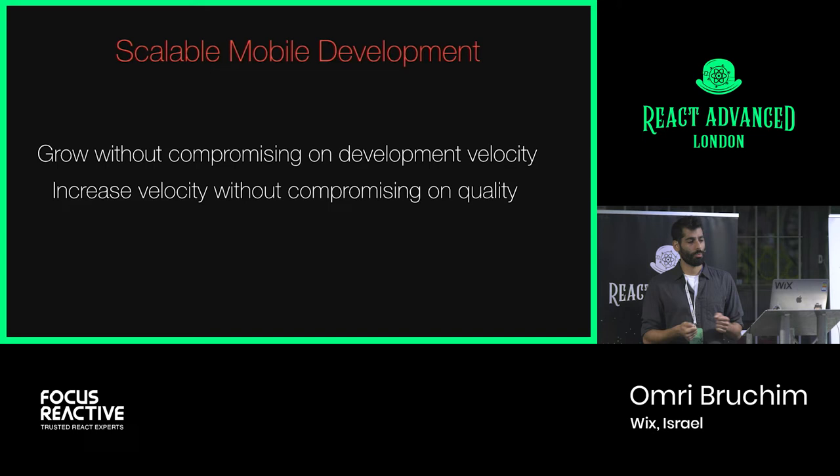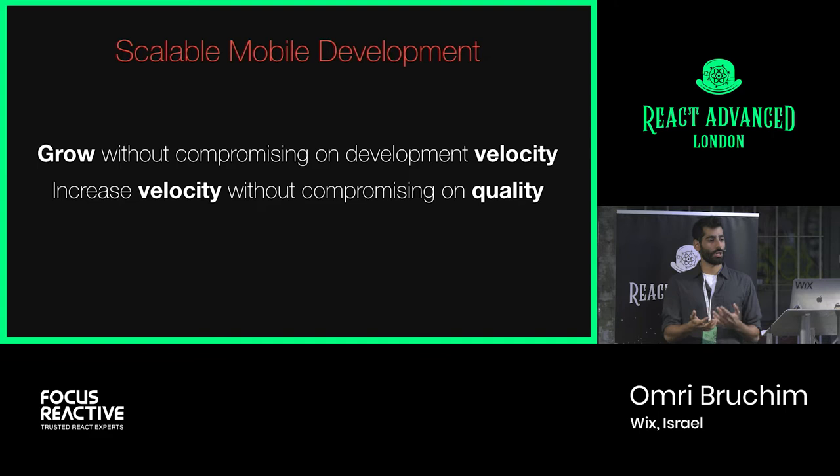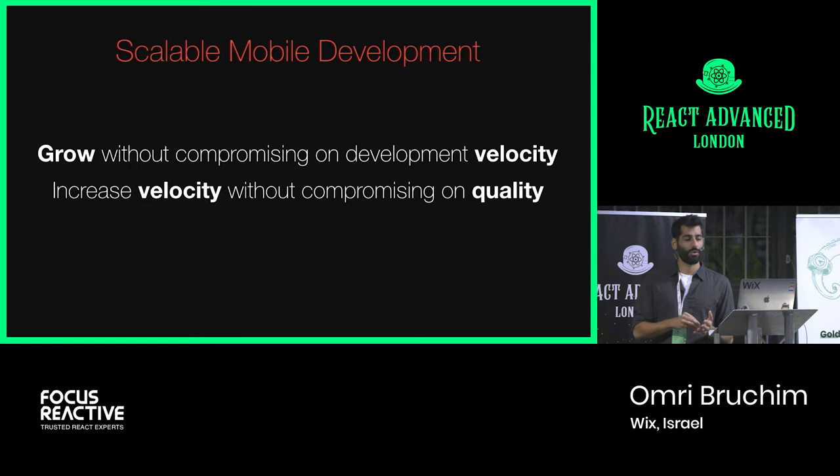The problem is that you want too much. You want to eat all the cake. It's not working together. Growth, velocity, quality. In other words, we want to be able to increase our team's members and release more features, but all of this without affecting time to production.